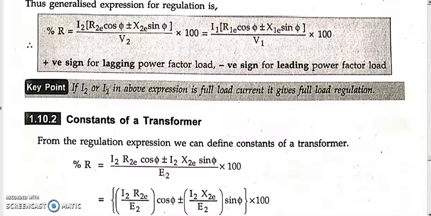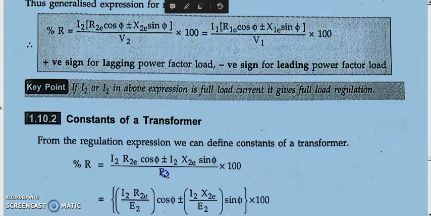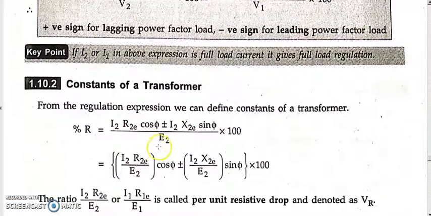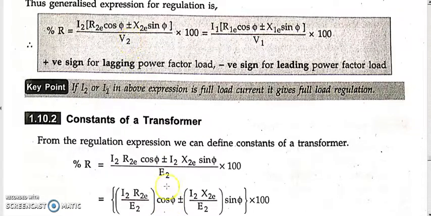Means your secondary side of the transformer should be open circuited. So in that sense, they have considered no load condition here. They have written here as E2. So technically speaking, E2 will be equal to V2. Yes or not? E2 will be equal to V2.